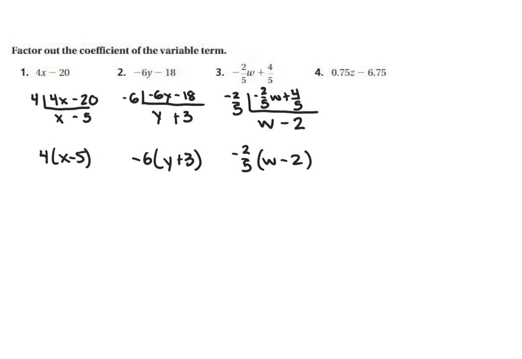And for number 4, our coefficient is 0.75. So we have 0.75z minus 6.75. 0.75 times z is 0.75z. And we got 6.75 divided by 0.75. That's 9. And a positive times a negative is a negative. So z minus 9 times 0.75.